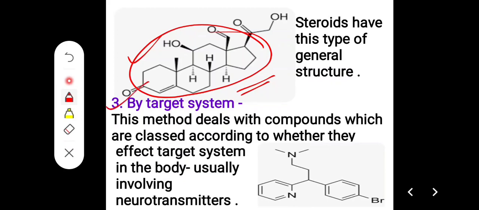Now we have to consider by target system. This method deals with compounds which are classed according to whether they affect a target system in the body, usually involving neurotransmitters. So by target system means the classification is based on which target system in the body is affected, involving neurotransmitters. On the basis of this we can classify drugs in various categories.